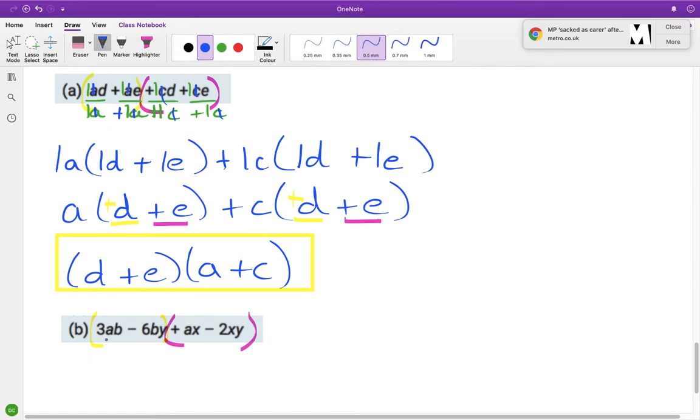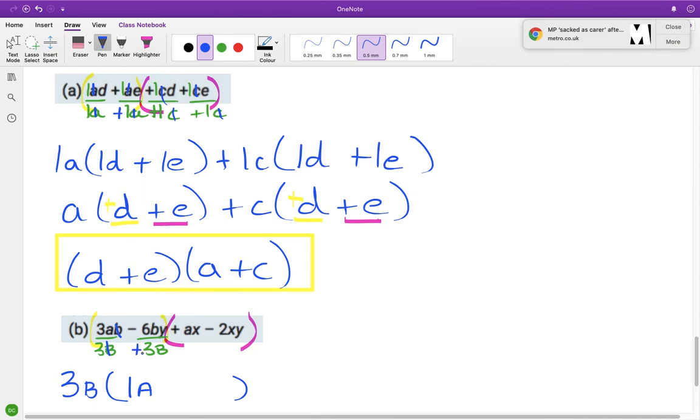Okay, so 3 and 6 is a common 3. AB and BY, that's a common B. And open up. Okay, so we divide by 3B, we divide by 3B. Okay, so 3 divided by 3 is 1. The B's cancel. Oh, I didn't cancel a B there, sorry. There you go. B's cancel, and you're left with A.